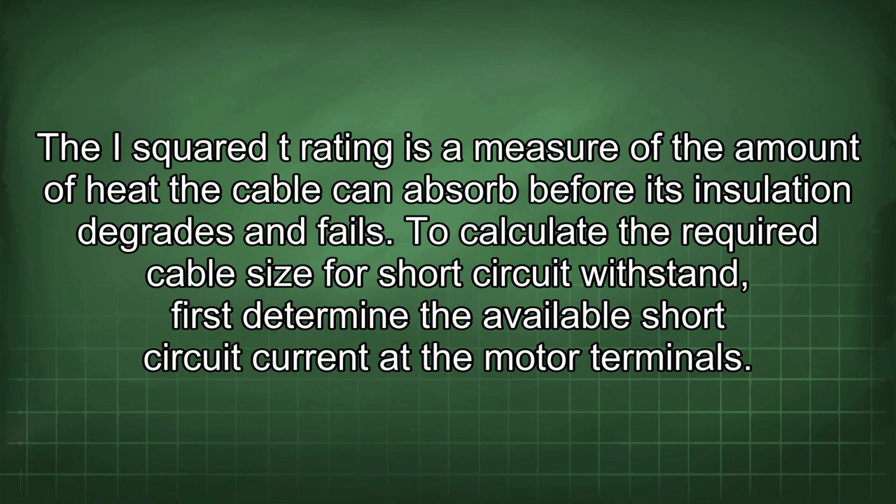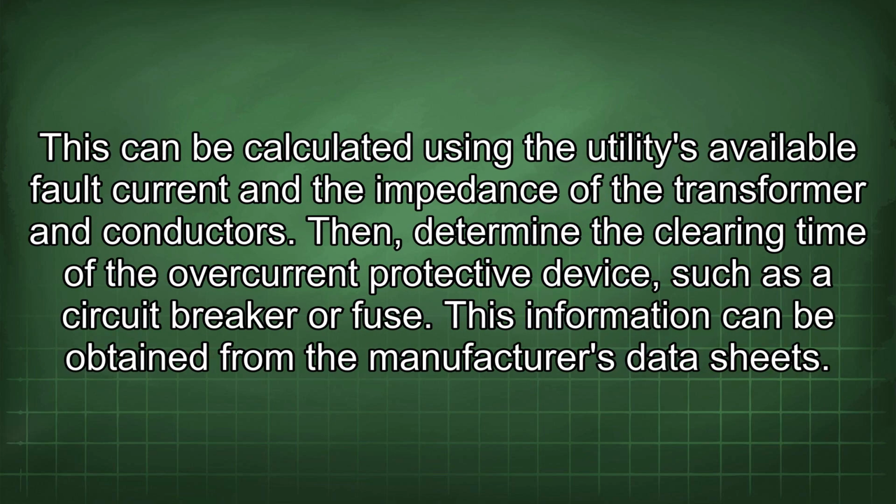The I²T rating is a measure of the amount of heat the cable can absorb before its insulation degrades and fails. To calculate the required cable size for short circuit withstand, first determine the available short circuit current at the motor terminals. This can be calculated using the utility's available fault current and the impedance of the transformer and conductors. Then, determine the clearing time of the overcurrent protective device, such as a circuit breaker or fuse. This information can be obtained from the manufacturer's datasheets.